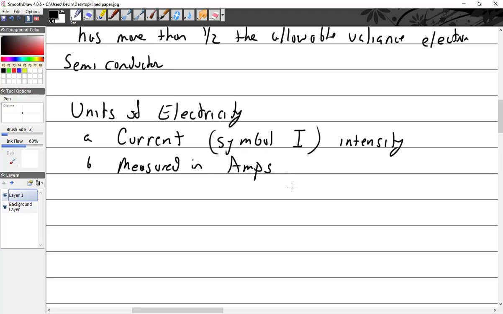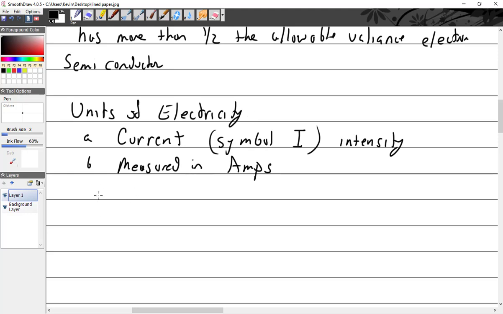Where do we get ampere from? Someone's name. Exactly. Some French guy, André-Marie Ampère. I don't want to disrespect him. So that's why it's a capital A, because it's named after a person.